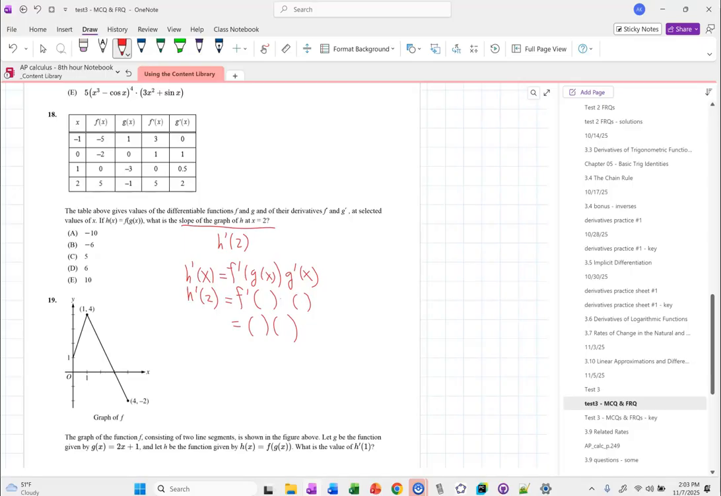All right, g of 2 is -1. G prime of 2 is 2. F prime of -1 is 3. 3 times 2 is 6. Woo! Makes me feel a heck of a lot better.